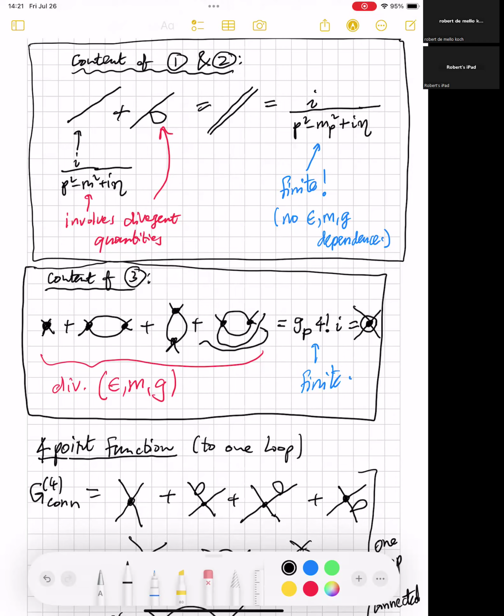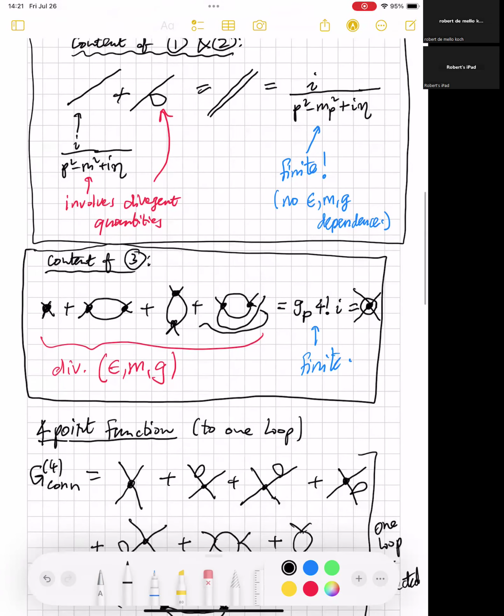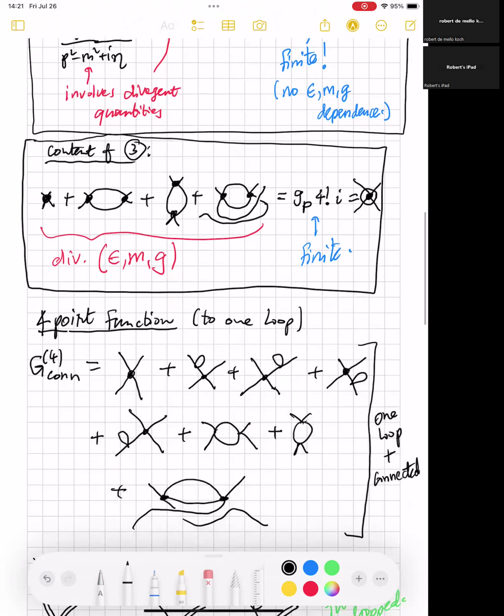The content of these two renormalization conditions is this statement that if you sum the line plus the line with a loop correction, you get this fat line, and the fat line is finite. It's just i over p squared minus m_p squared. Then the equation for the coupling told us that if you take the amputated four-point functions, so the three diagrams that you see sitting here, the sum of those diagrams is the physical coupling times 4 factorial times i.